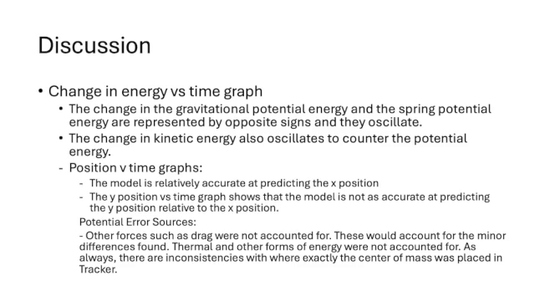The position versus time graphs show that the model is relatively accurate at predicting the x position. The y position versus time graph shows that it's not as accurate at predicting the y position relative to the x position, but this could be accounted for by the fact that drag was not accounted for, and the minor differences such as through thermal energy and inconsistencies with where exactly the center of mass was placed in Tracker.